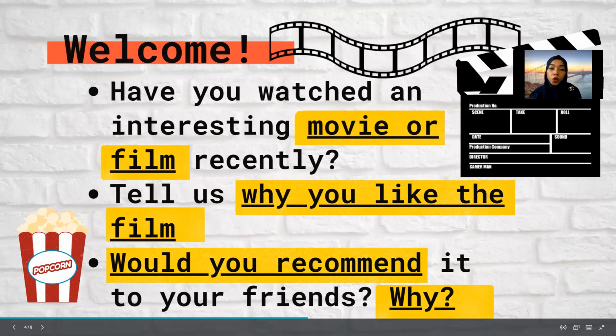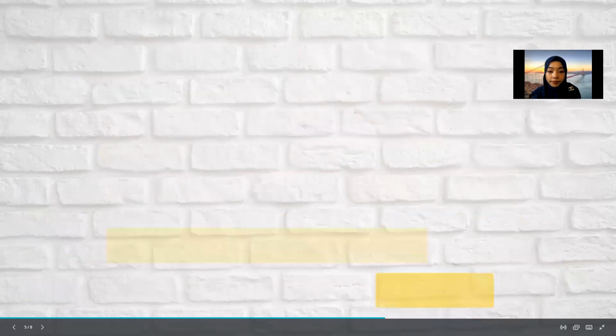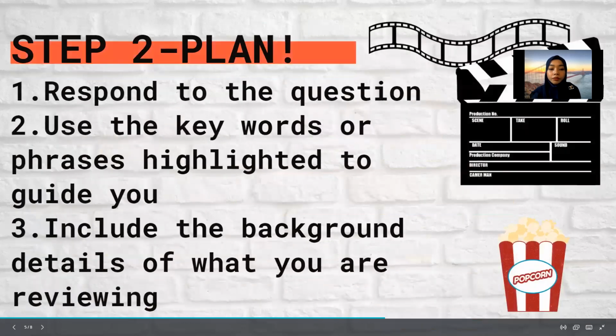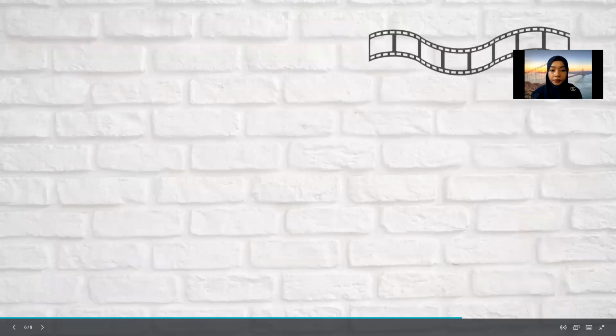So use your highlighted words or phrases as guidance. Okay, number three is for you to include the background details of what you are reviewing. And I'm pretty sure that you're going to put that in the first paragraph. So we're going to look into what are the details that we might want to put for our film review for the first paragraph later on.